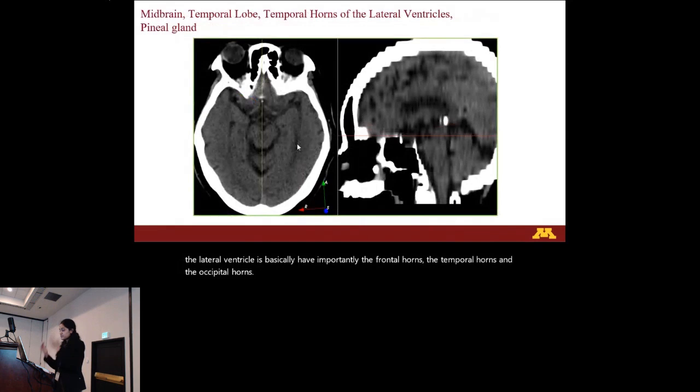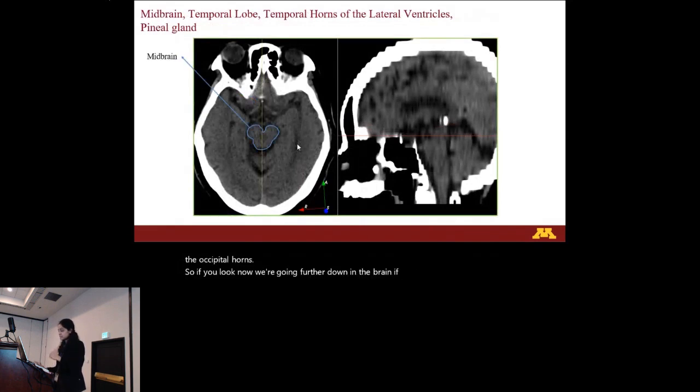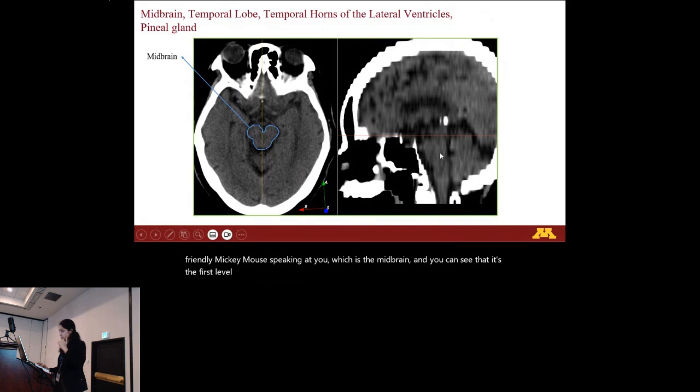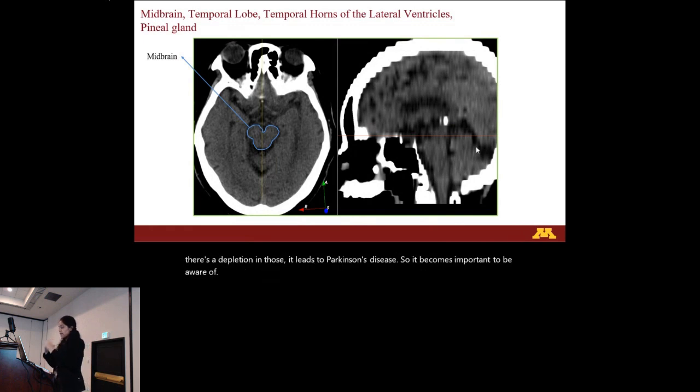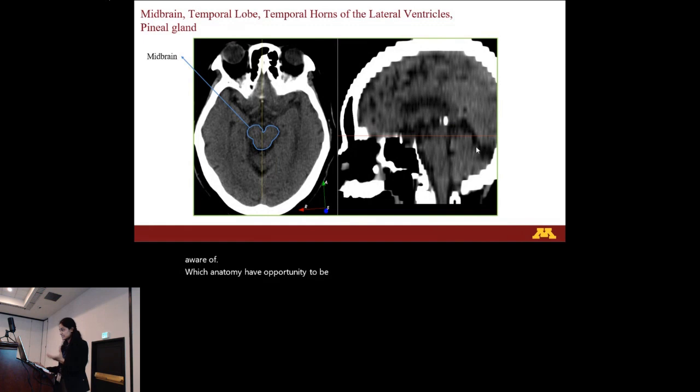So if you look, now we're going further down in the brain. If you look here, there's a friendly Mickey Mouse peeking at you, which is the midbrain. And you can see that it's the first level of your brainstem, as you notice the red line in the sagittal view. Now, the midbrain is really important because it houses your dopaminergic cells. And if there's a depletion in those, it leads to Parkinson's disease. So it becomes important to be aware of which anatomy has the opportunity to be analyzed on CT for particular diseases.